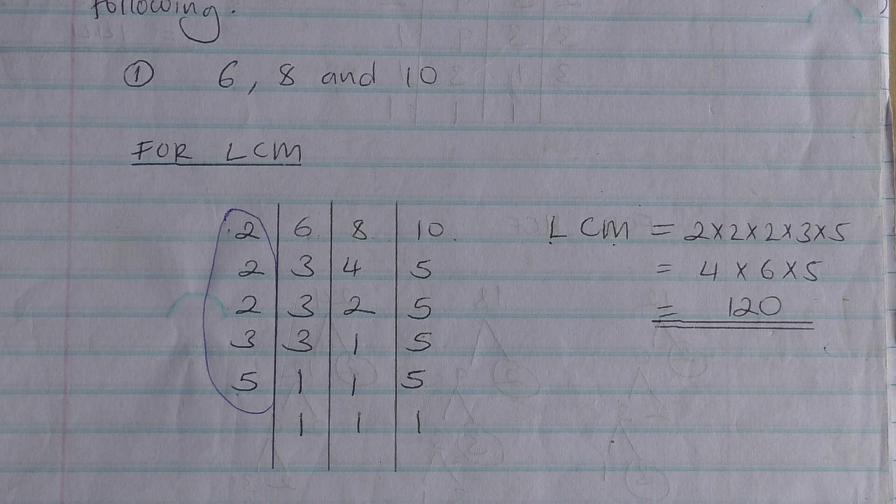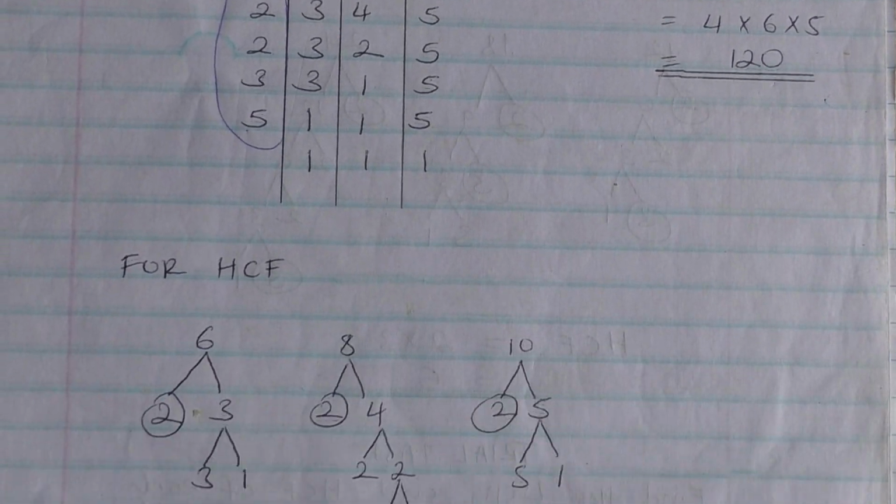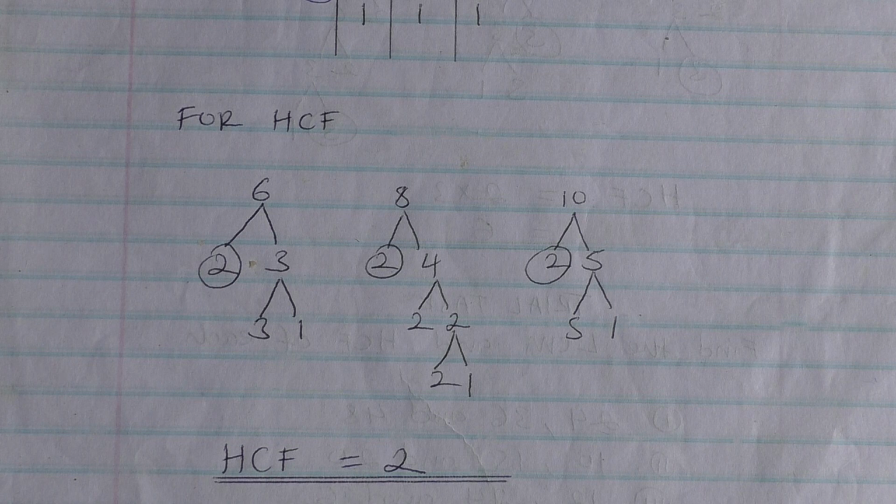Then we look at how we get HCF. First of all, what is HCF? HCF can also be termed as HCD, that is highest common divisor, or GCF, that is greatest common factor. HCF is the highest common factor because numbers have common factors, and the first factor of every number is 1.